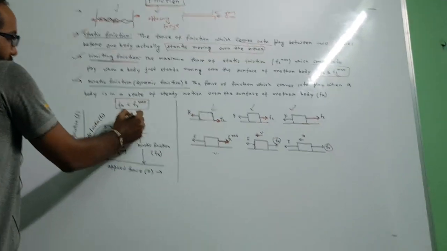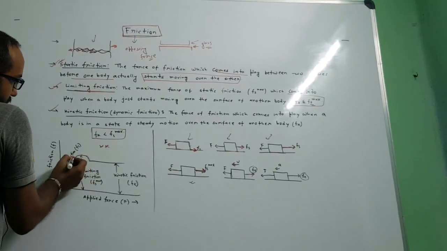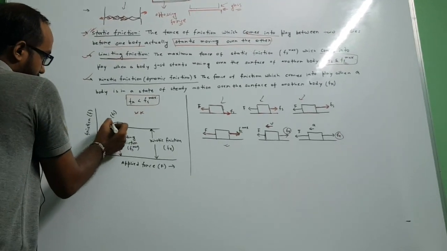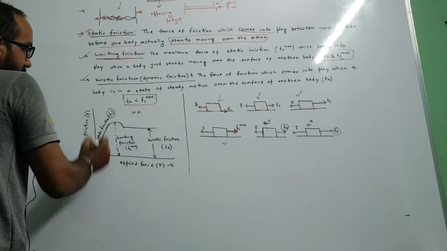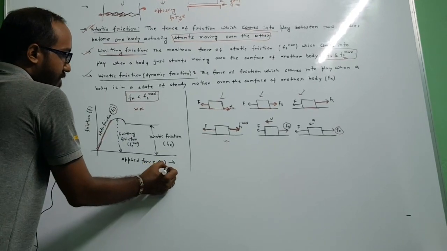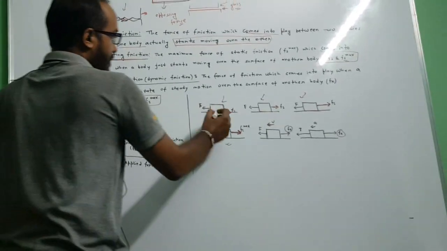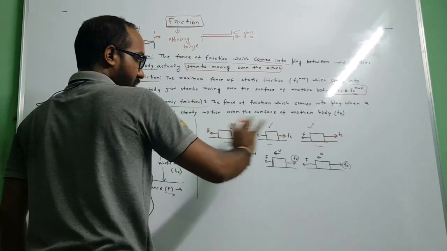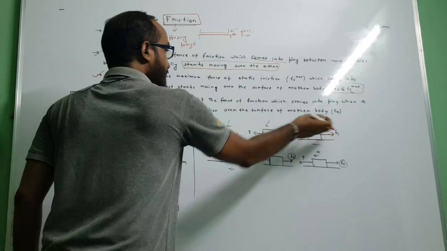So this graph is extremely important for the board level exam. See here, this is a straight line for static friction. You can imagine this from these three diagrams: we have applied force continuously but the object didn't move, but our Fs increases.